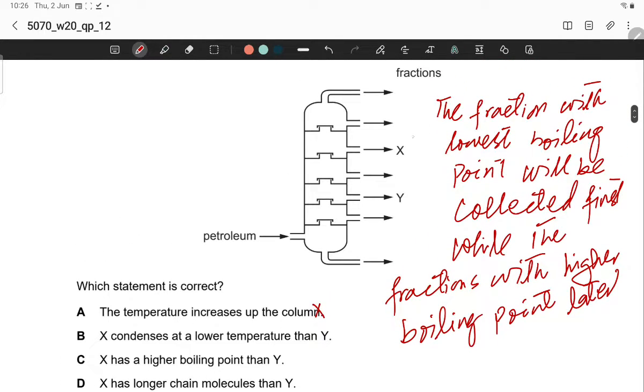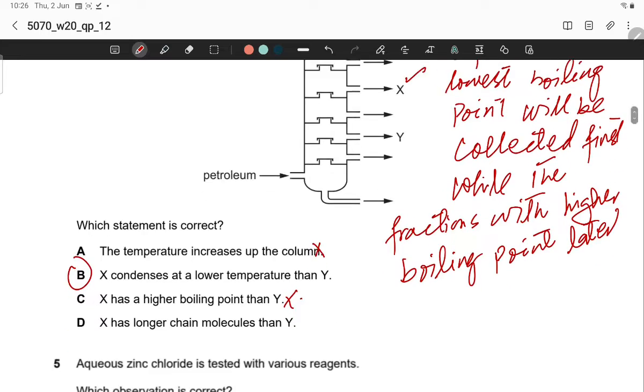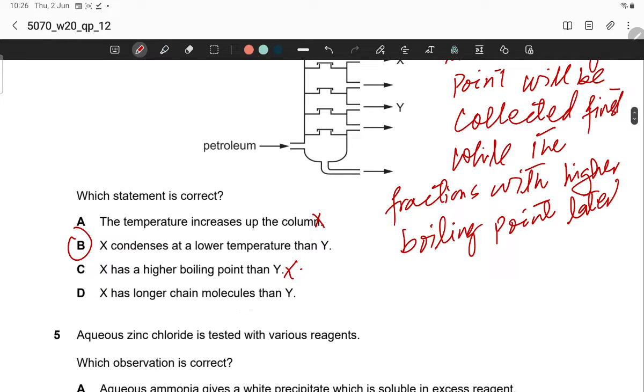X is present over here. X condenses at lower temperature than Y. Yes, this must be correct. X has a higher boiling point than Y. This is not correct. Y has a higher boiling point than X because X is above Y. X has longer chain molecule than Y. No, X has a smaller, shorter chain molecule than Y.